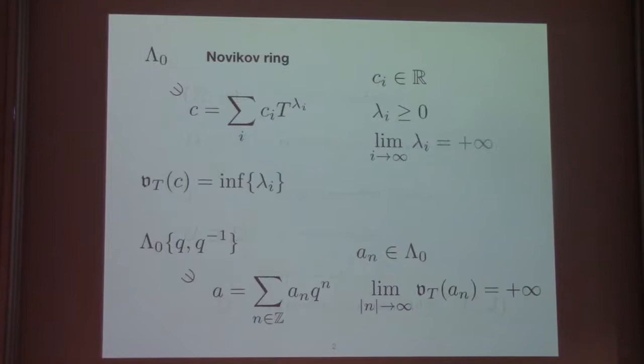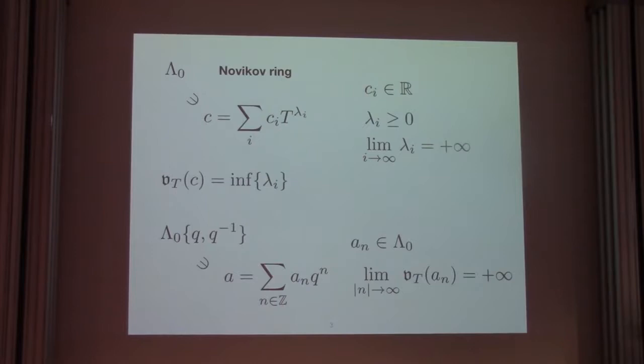Then I just want to review what is a Novikov ring. The Novikov ring is just a formal power series ring of this kind of series. I want to use real coefficients today. So you have this sum of c_i T^{lambda_i}, and lambda_i goes to plus infinity. This is non-negative, I will put lambda_0, and the valuation is the smallest exponent.